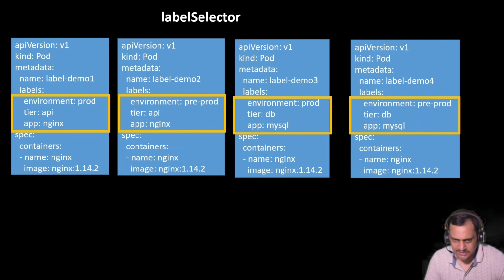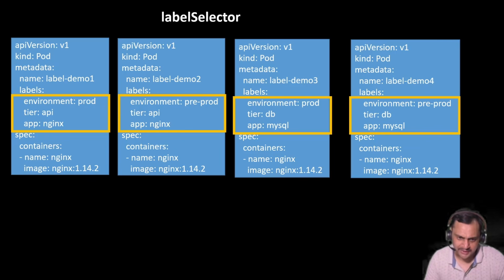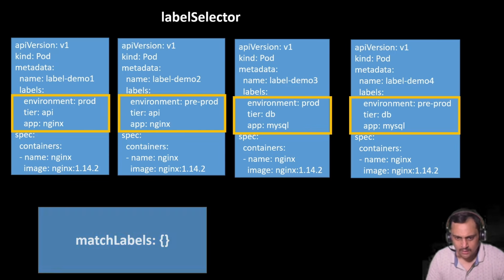Now in the label section, we have environment equal to prod, tier equal to API, app equal to Nginx. Here it's a pre-prod, API and Nginx. This pod is for prod, but this is for DB and MySQL. This is for pre-prod, DB and MySQL. It means we have two types of application. One is for web application, the other one is for DB. And one is for prod and one is for pre-prod environment.